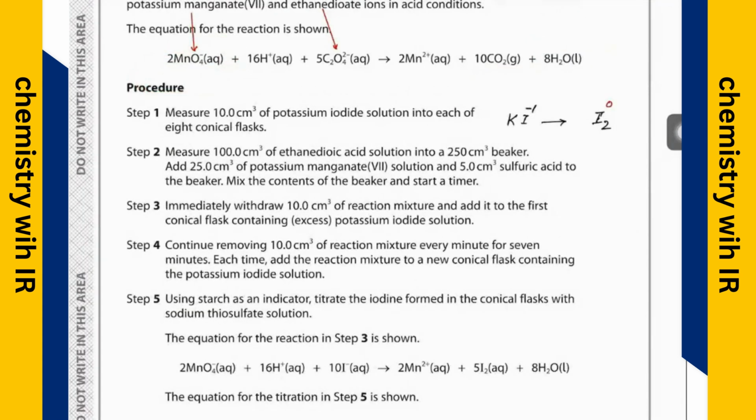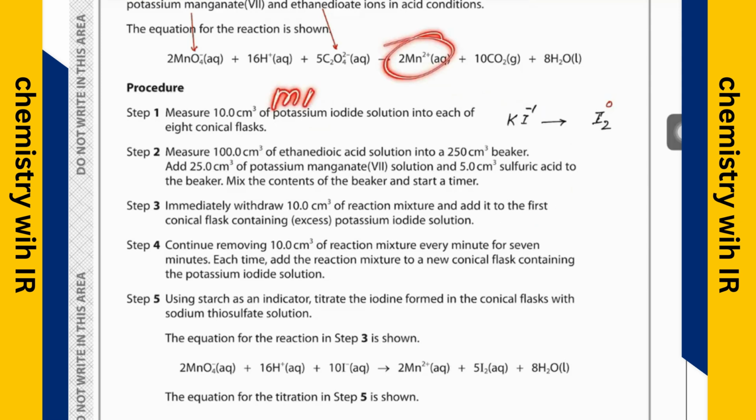Because they were saying measure 10 cm cube of potassium iodide into each of 8 conical flasks, measure 100 cm cube of ethanedioic acid into a 250 cm cube beaker, add 25 cm cube of potassium manganate solution and 5 cm cube of sulfuric acid, mix the contents, and start a timer. Of course, Mn2+ would be formed, carbon dioxide would be formed. Immediately withdraw 10 cm cube of reaction mixture and add it to the first conical flask containing excess potassium iodide solution.